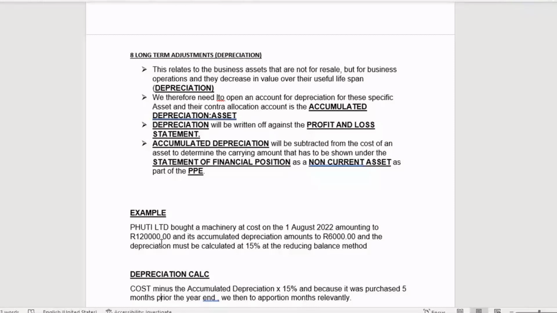So those that were in the tax class, they know that depreciation is called the wear and tear. But we therefore need to open an account for the depreciation for this specific asset.